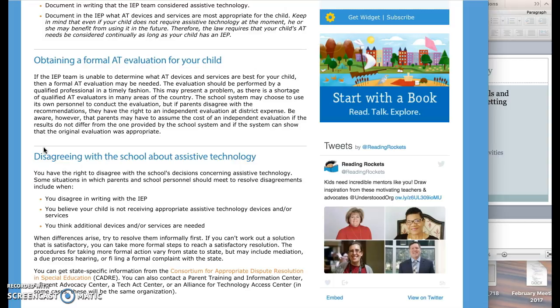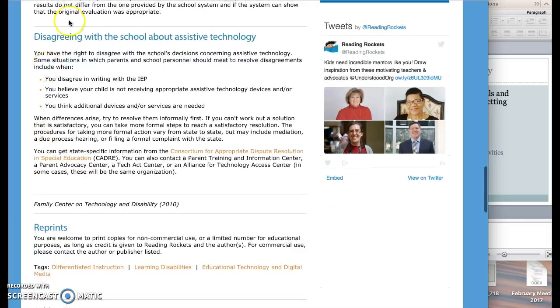And then also, if there's any sort of disagreement with the school about assistive technology, there are some places that parents, or you as a teacher, can go to get more information.